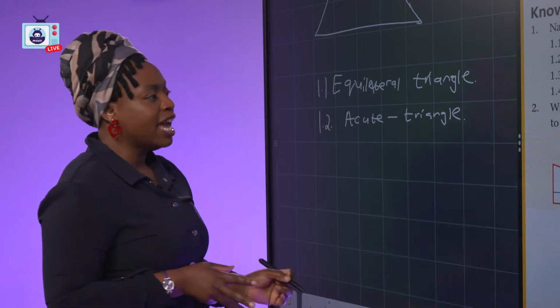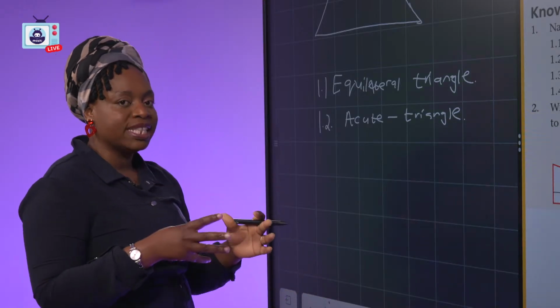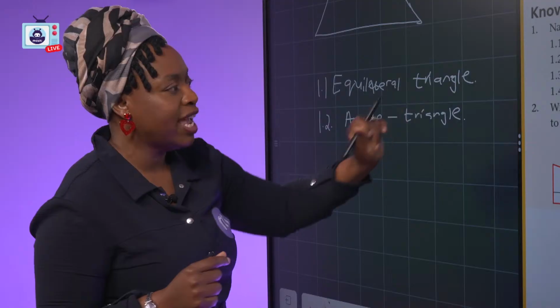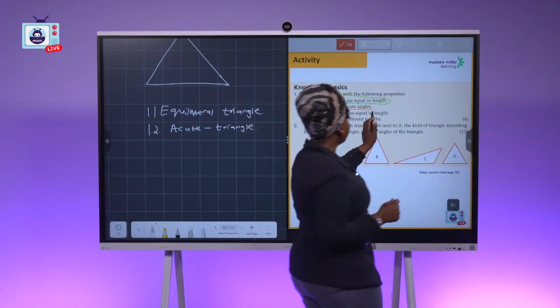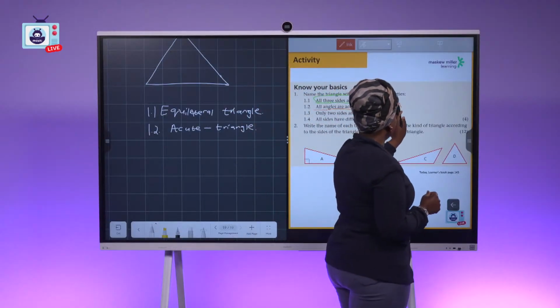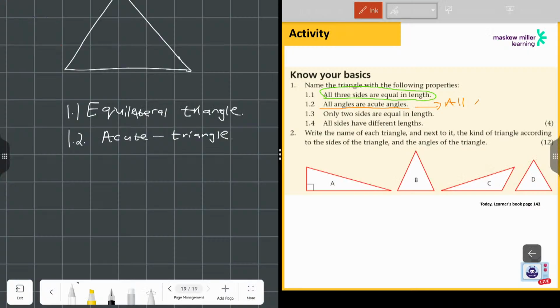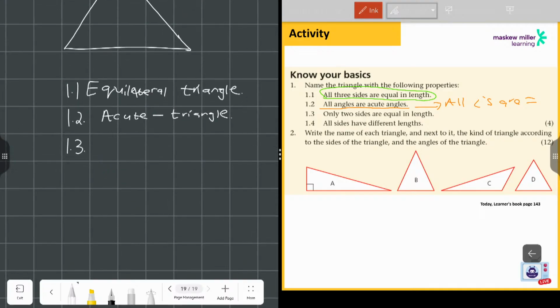But for the acute triangle that we are talking about here, just to be safe, we are not saying equilateral triangle, because we are not told that all the angles are equal. If they said that all angles are equal, then we would be able to say this is an equilateral triangle, because all angles in an equilateral triangle are always equal. So please look at what they give us and respond accordingly.